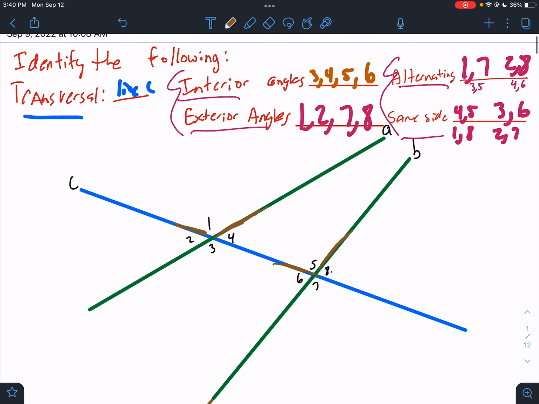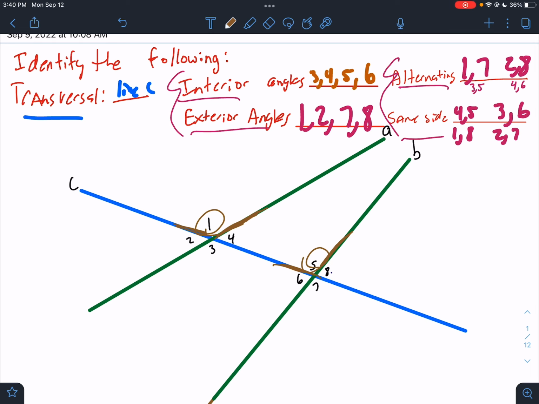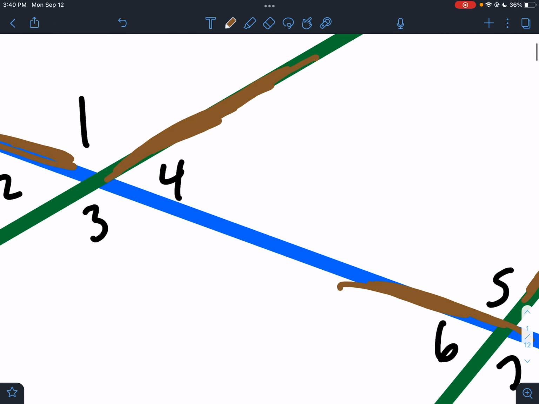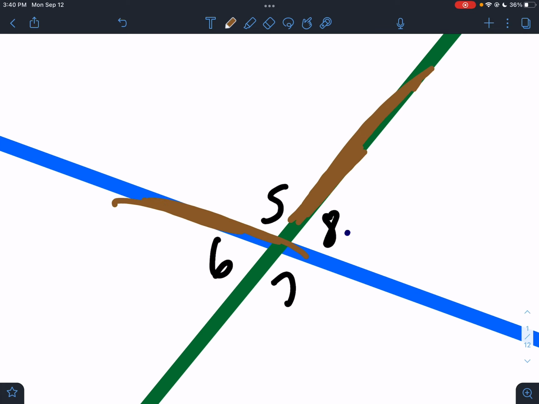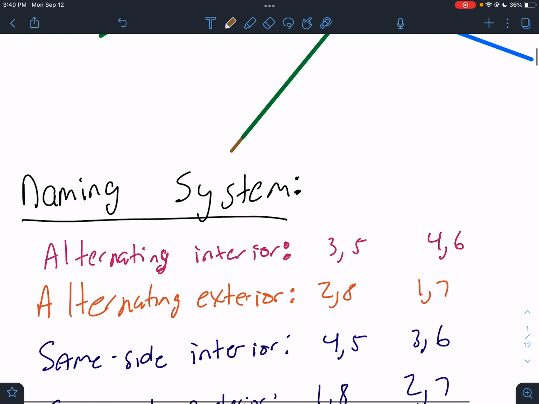And we would do this with each set. So 1 and 5 are corresponding. Which other ones would fall into that category where they're on the same position but at the other intersection? Well, look at angle 4. Angle 4 is to the right of green and above blue. Angle 8 is to the right of green and above blue. So 4 would go with 8.